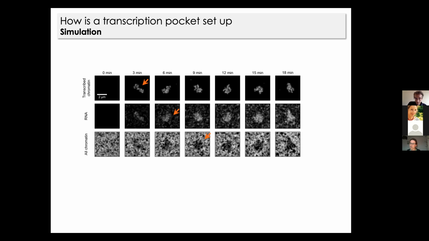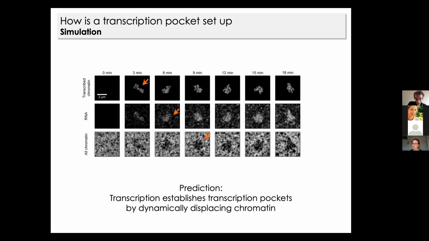So it looks as if transcription is taking place, RNA accumulates, and it's pushing away the non-transcribed chromatin from that exact area. The only chromatin that is retained here in this pocket is actually the chromatin that is transcriptionally active, that you can also see here in the upper panel. So the prediction of this is that transcription establishes transcription pockets by dynamically displacing the non-transcribed chromatin.